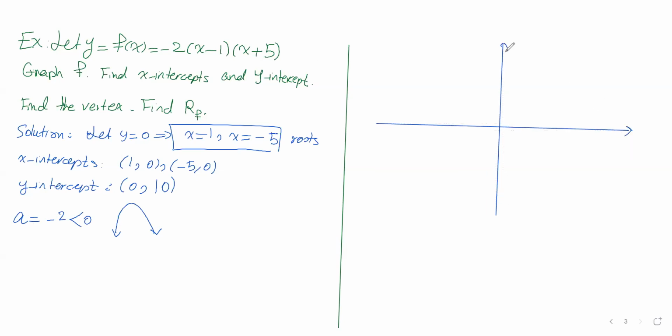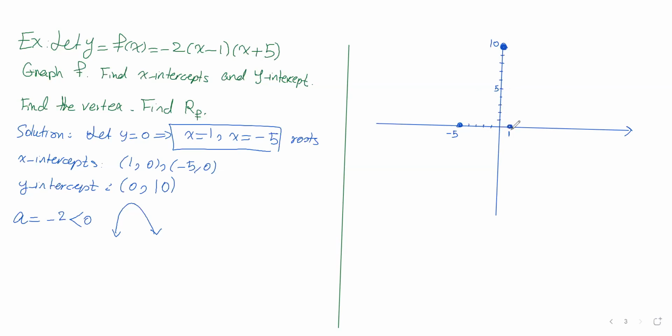So again, you start with 10. 1, 2, 3, 4, 5, 6, 7, 8, 9, 10. So this is 10. My y-intercept is 10. At 1, your function is 0. And then at -5: 1, 2, 3, 4, 5. It's a rough graph, so you're not expecting to get too much from it.